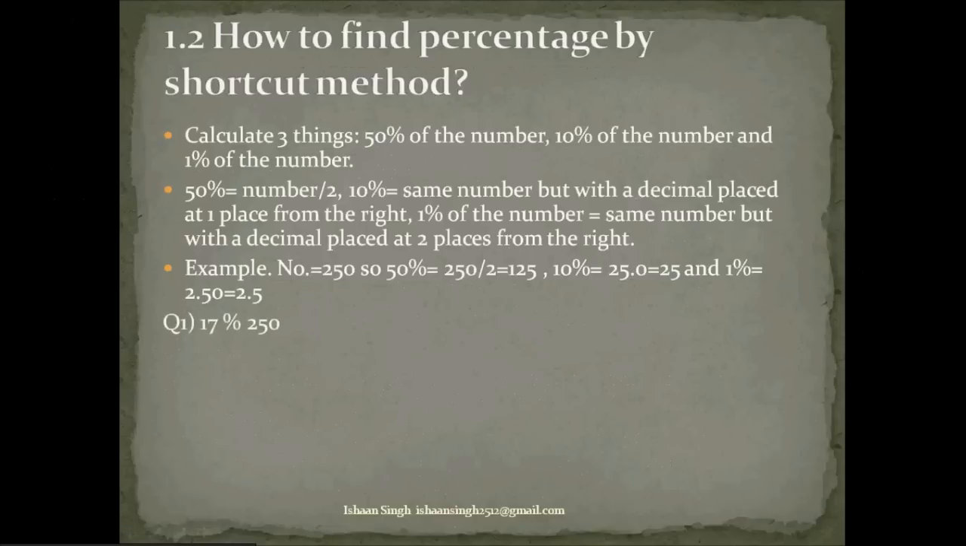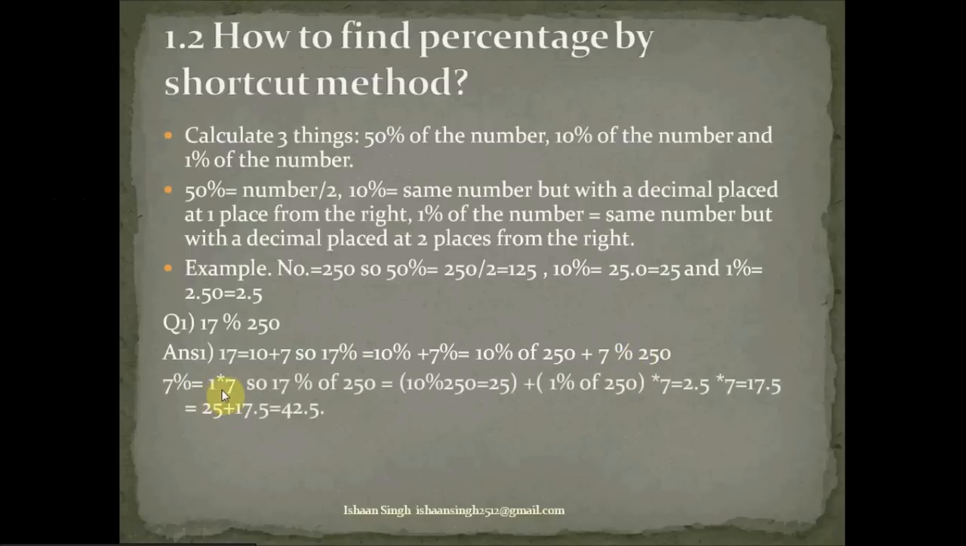Now just pause the video and try to calculate 10% of 250. Then try to calculate 1% of 250. Multiply the 1% by 7 and add it to the 10% of 250. 17 is equal to 10 plus 7. So 17% is equal to 10% plus 7%, which is 10% of 250 plus 7% of 250.